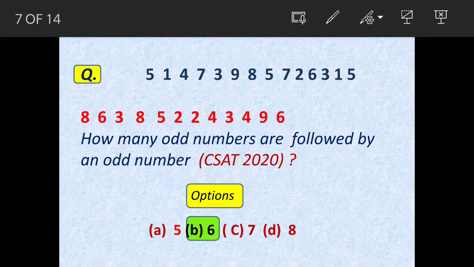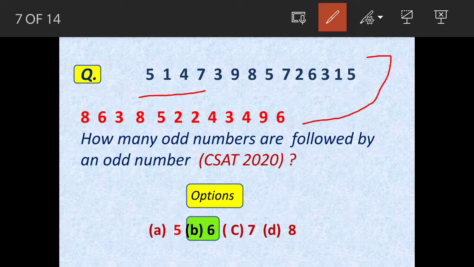Now this is a kind of logic series. Two series are given: 5, 1, 4, etc., 8, 6, 3, etc. How many odd numbers are followed by odd numbers? This question was asked in CSAT 2020.